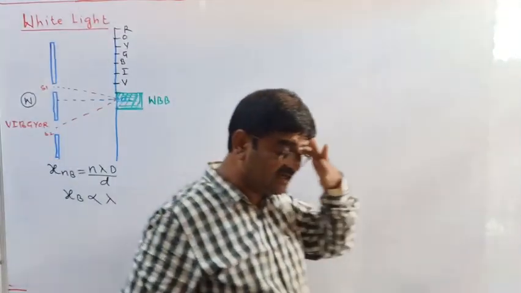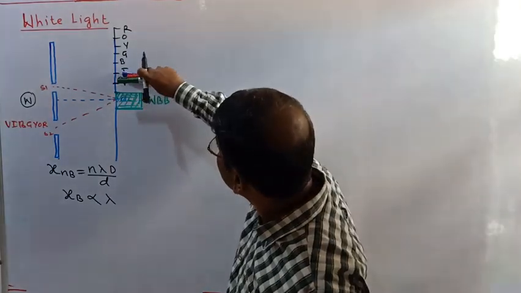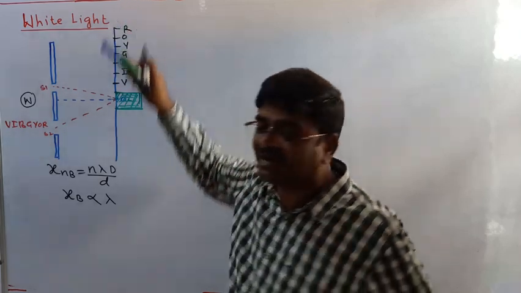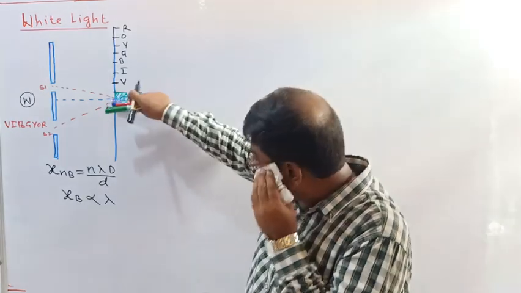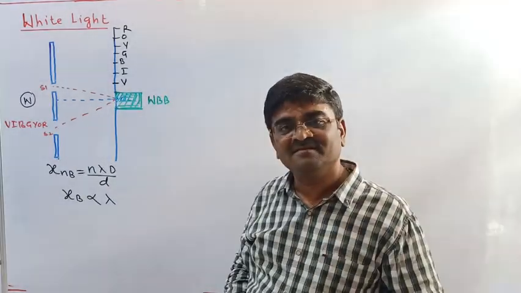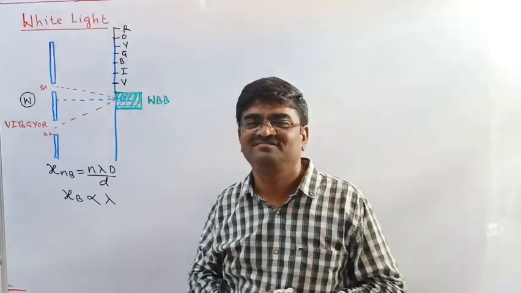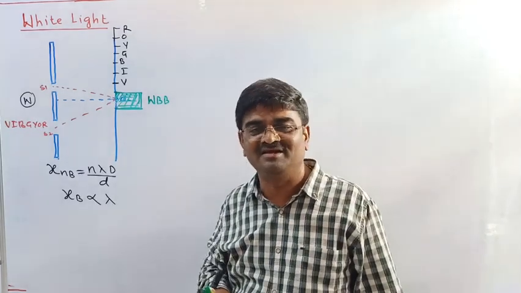So with the center as a white bright band, I will have violet band, indigo band, blue band, green band, yellow band, orange band, red band, and so on. Same way to the other side I will have. And after that, does it mean that I have an end over there? No. This is the first order, you can say. N equal to 1 I have for all the colors.